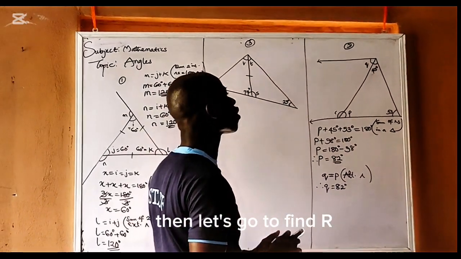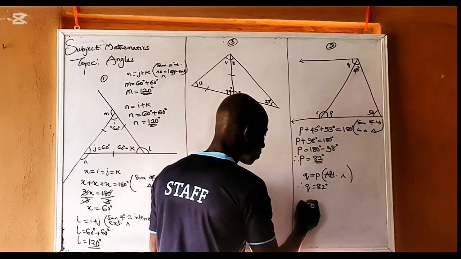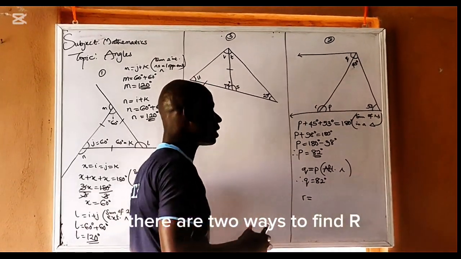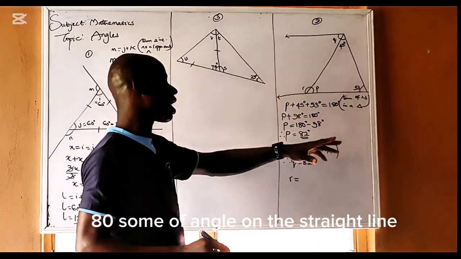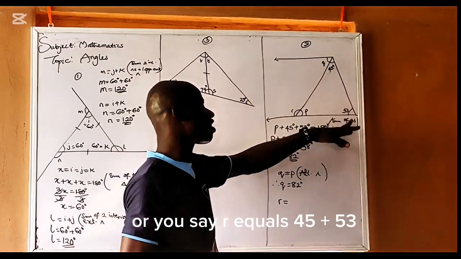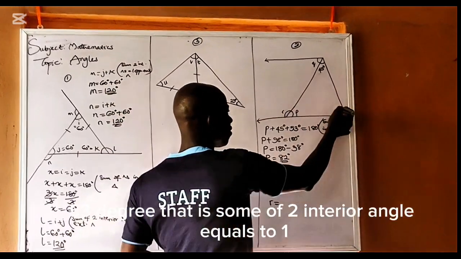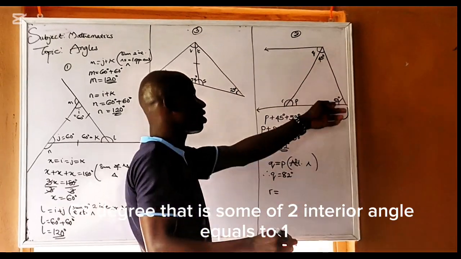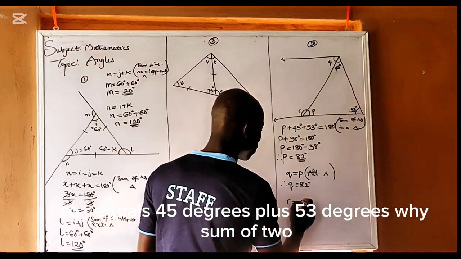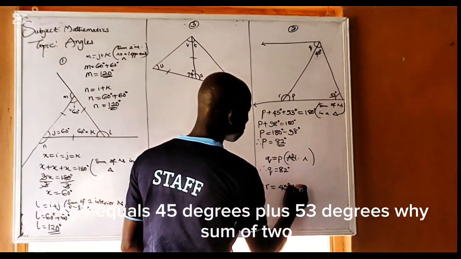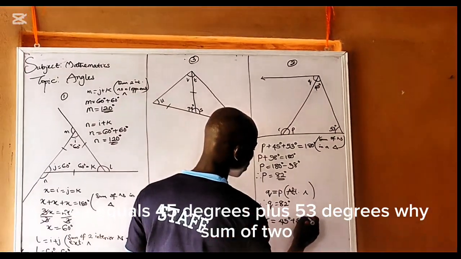Then let's go to find R. There are two ways to find R. Either you say R plus P equals 180, sum of angles on a straight line, or you say R equals 45 plus 53 degrees. That is, sum of two interior angles equals one opposite exterior angle. So R equals 45 degrees plus 53 degrees.